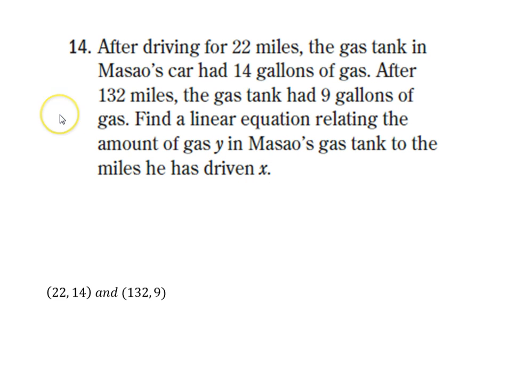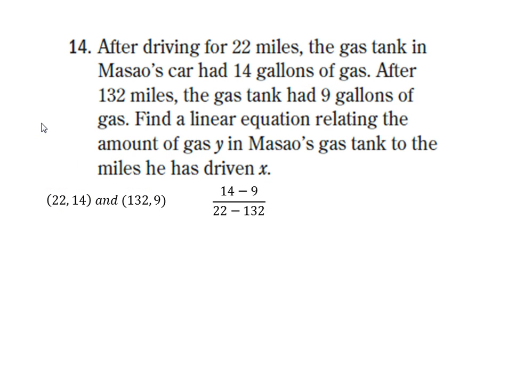So what we have here is 2 points. We have (22, 14), because after 22 miles, he has 14 gallons. And (132, 9), because after 132 miles, he has 9 gallons. So using these 2 points, we are going to find the slope, which tells us how many gallons of gas per mile.